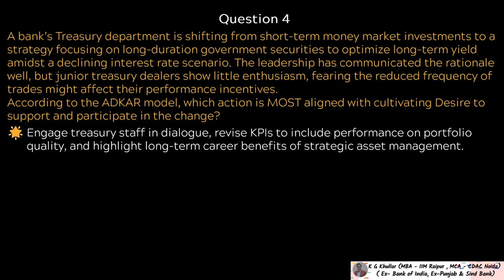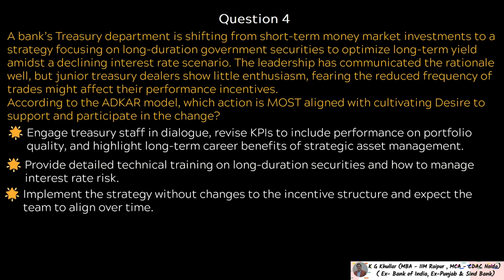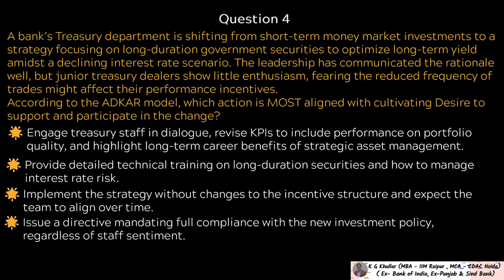That is, first option is engage treasury staff in dialogue, revise KPIs to introduce performance on portfolio quality and highlight long-term career benefits of strategic asset management. Then second option B is provide detailed technical training on long-duration securities and how to manage interest rate risk. And third option C is implement the strategy without changes to the incentive structure and expect the team to align over time. And last option D is issue a directive mandating full compliance with the new investment policy regardless of staff sentiment.